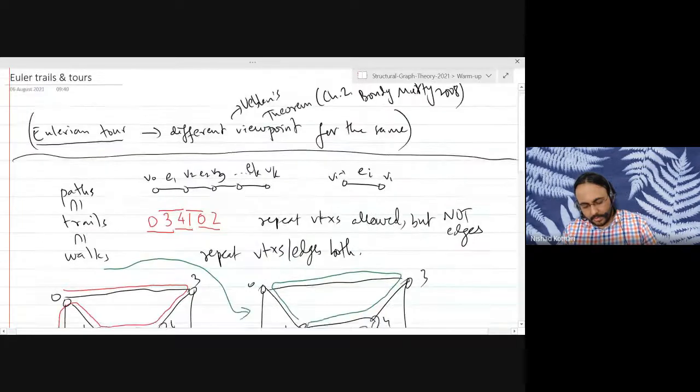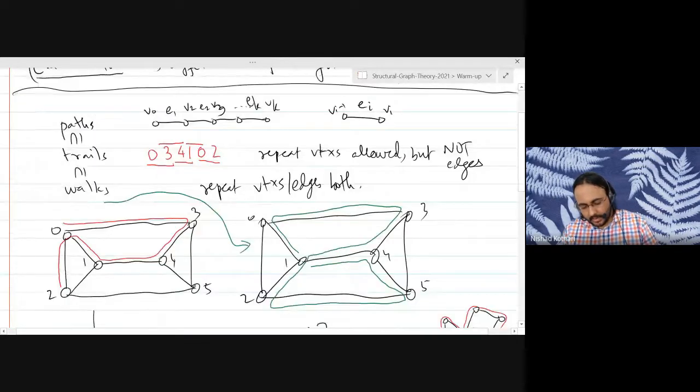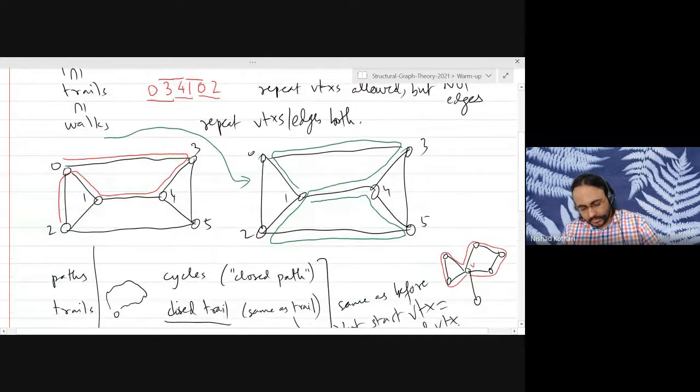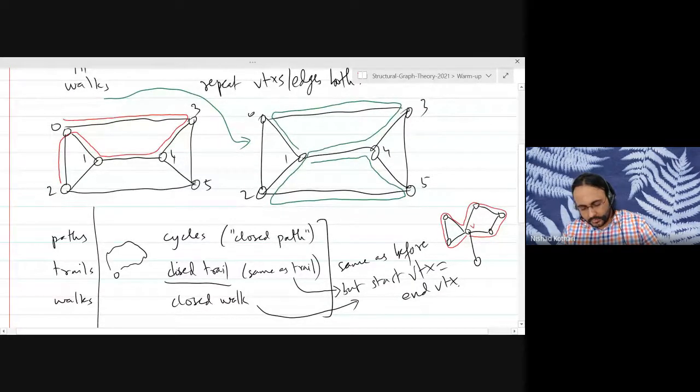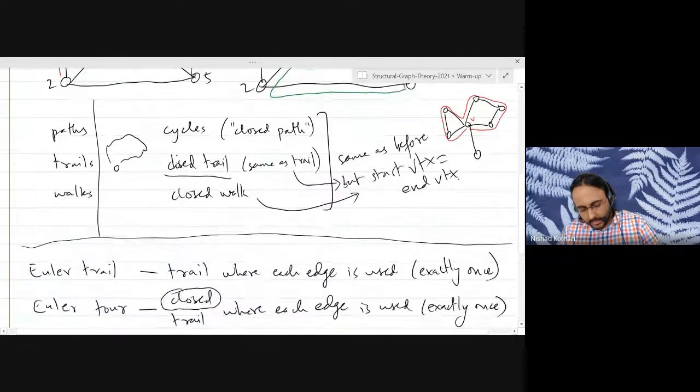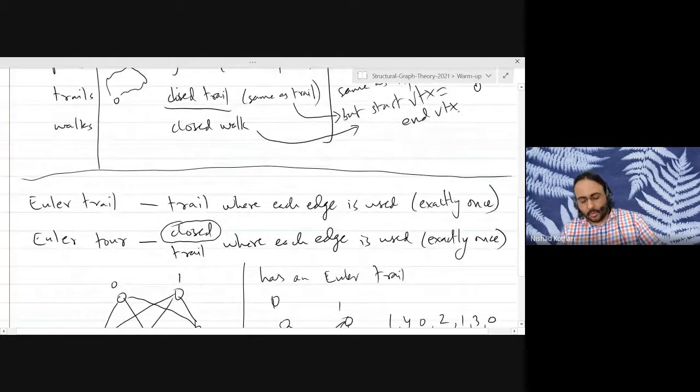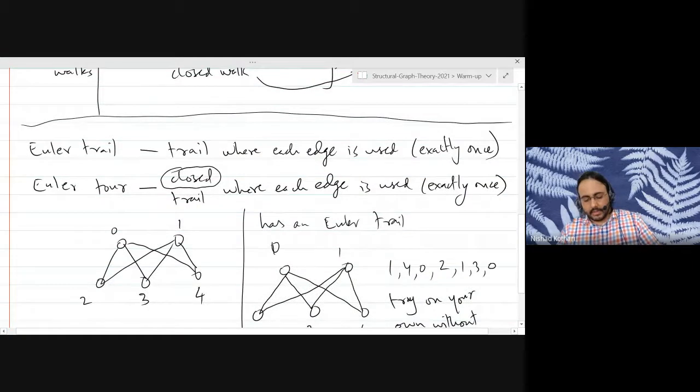Right, so we talked about paths, trails, and walks. Some minor, subtle differences between them. In particular, we talked about Eulerian or Euler trails and Euler tours, right? So an Euler trail is a trail where every edge is used. And by the definition of a trail, if it is used, it has to be used exactly once. So every edge is traversed exactly once. And an Euler tour is very similar. The only additional requirement is that it should be a closed trail. So you start and end at the same vertex.